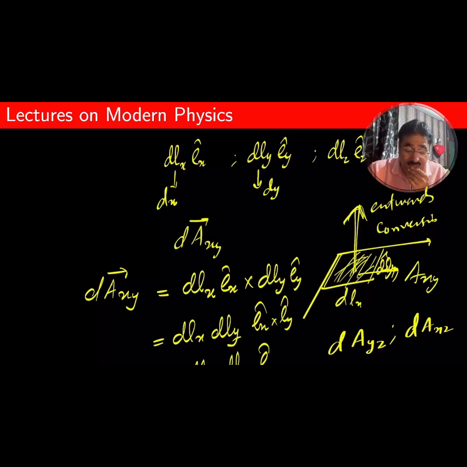Now, in the case of cylindrical coordinates, how would you define these area elements? So dA rho theta, how would you define that? It is dl rho e rho cross dl theta e theta. Remember, dl rho is the length element in the rho direction, and dl theta is the length element in the theta direction. This would be dl rho dl theta, and e rho cross e theta is ez. And dl rho I can write as d rho, and dl theta is rho d theta. So you can express them in terms of the coordinates themselves. Similarly, you can write other area elements in this coordinate setting.